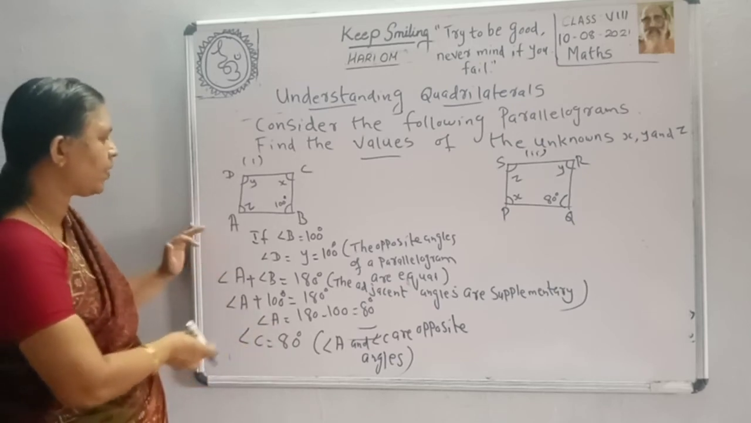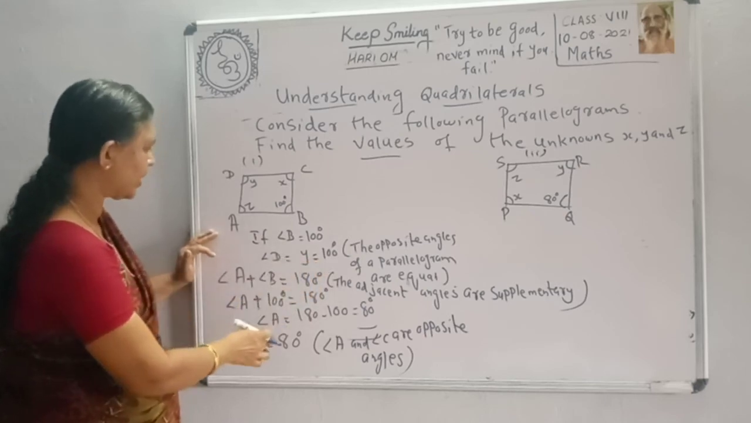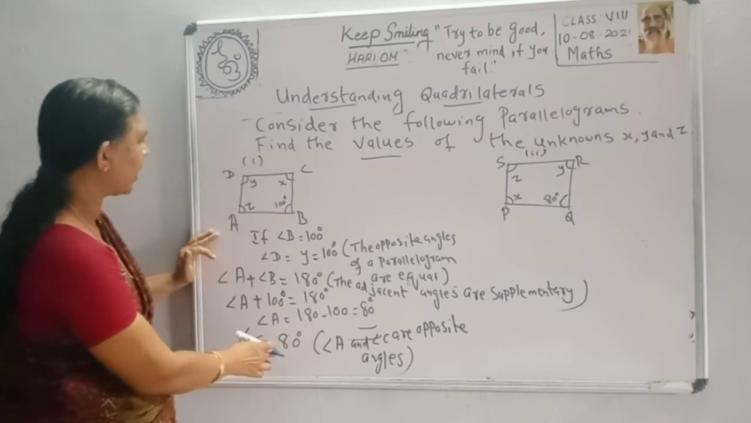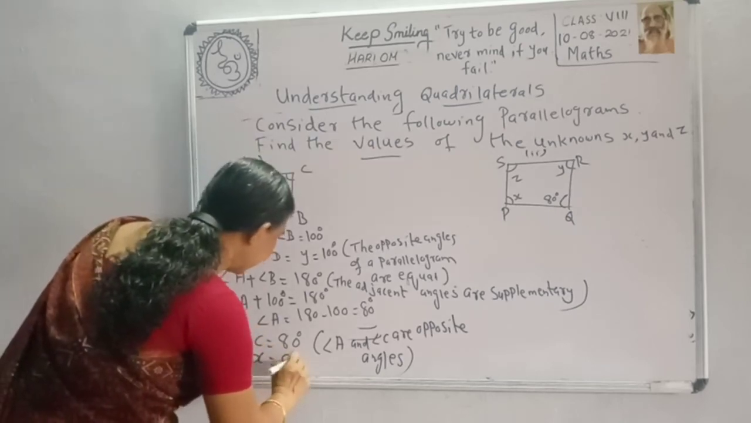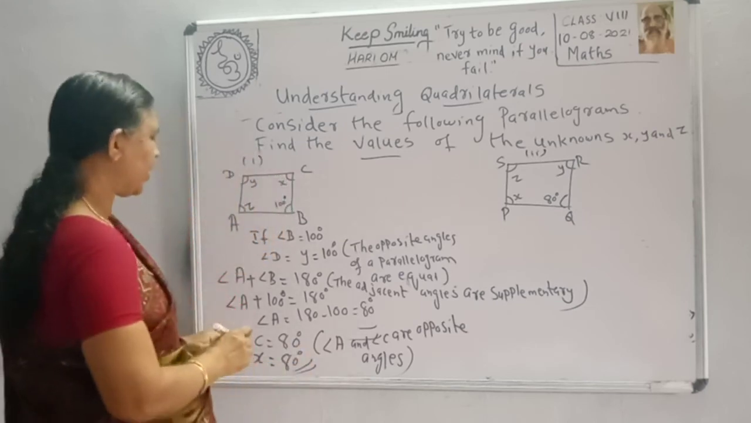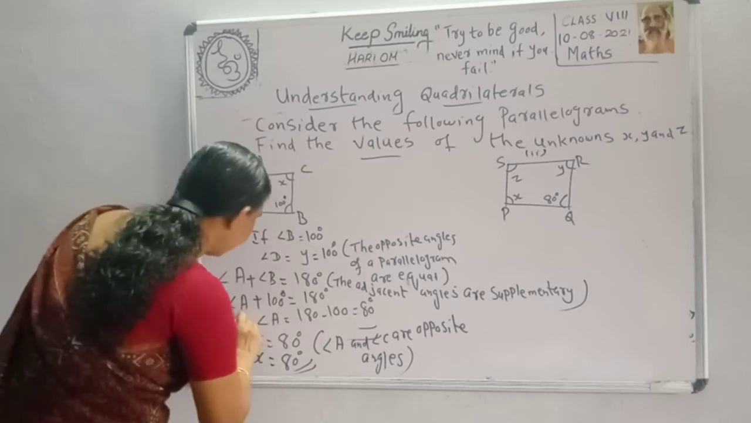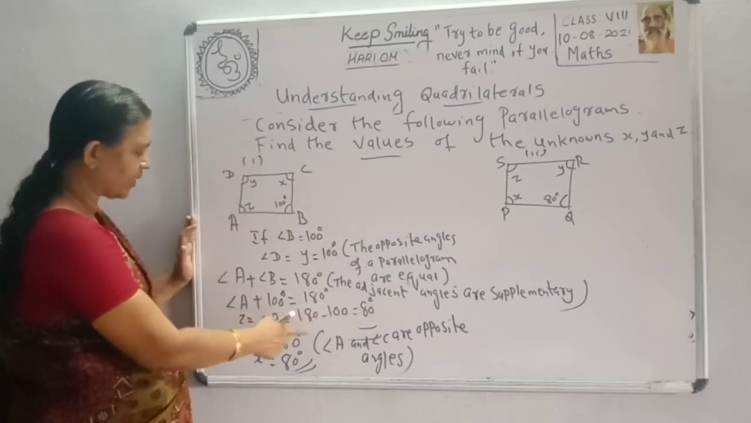Here Y is equal to 100 degrees and angle C is equal to 80 degrees. Angle C is equal to X. That is, X is equal to 80 degrees. And angle A is the Z. Therefore, Z is equal to angle A, that is equal to 180 minus 100, that is 80 degrees.